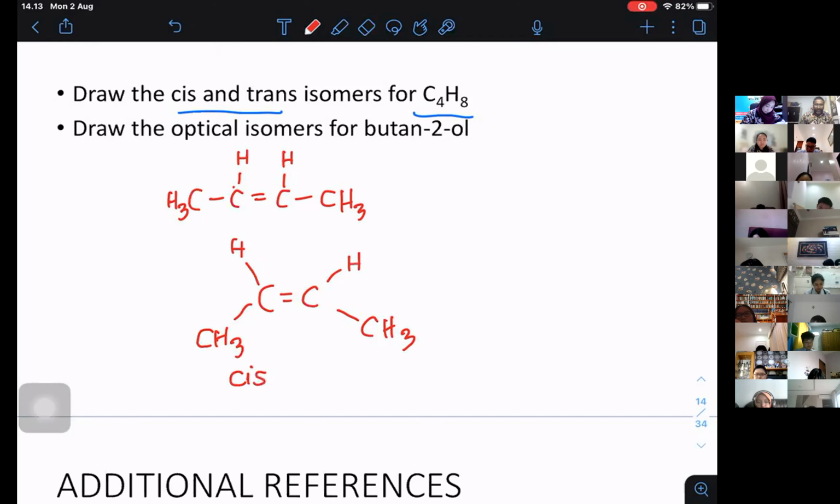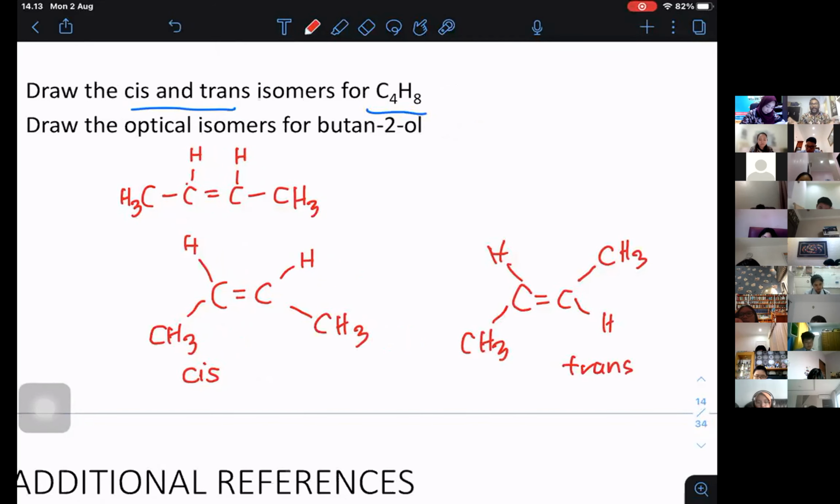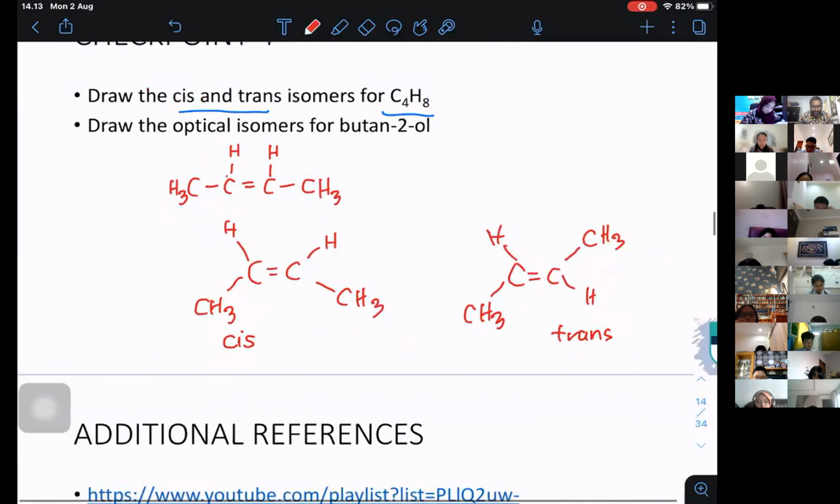This is cis. If you have C double bond C, CH3 here, CH3 here, they are going to be opposite. So this is going to be trans. Okay, done.